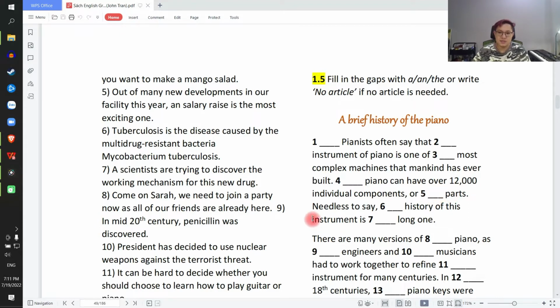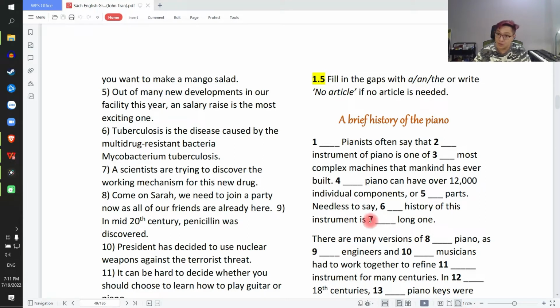No articles. So number 6 is needless to say, the history of this instrument is a long one. We want to talk specifically about what history. It's the history of this instrument, so we have the here. It's a long one. The history of this instrument is a fairly long history. It's a long one.